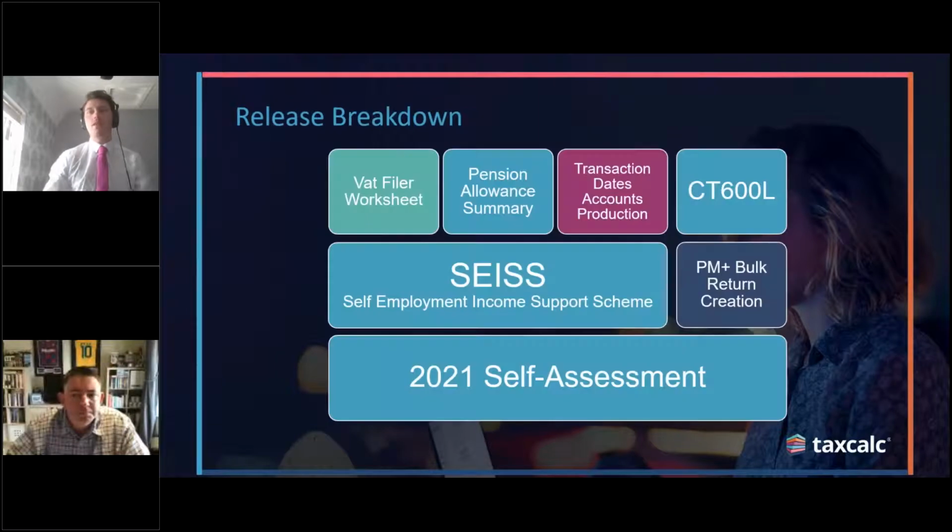And what we're going to have a look at within the breakdown here today is we're going to go through a couple of key pieces of information. So first of all, yes, we've got the 2021 self-assessment returns. We're also going to have a look at the self-employment income support scheme that is now included within the software, the Practice Management Plus bulk return creation feature, alongside the new CT600L, the transaction dates, which are now applicable within accounts production, the pension allowance summary, and the VAT filer worksheet. And those are a couple of the few things that we're going to be really focusing on today.